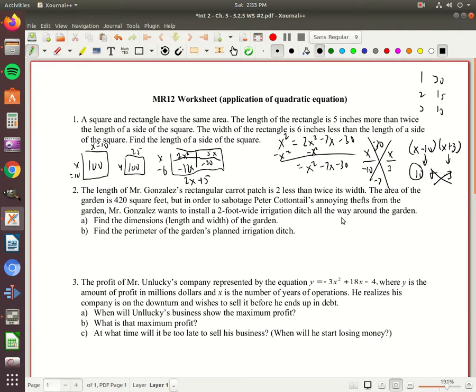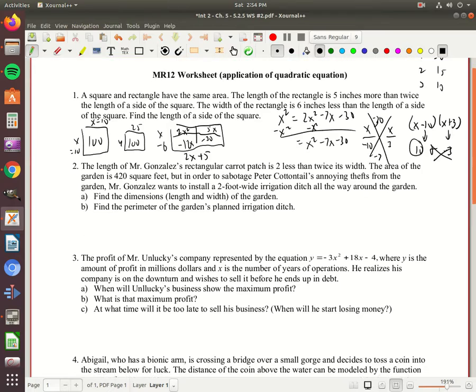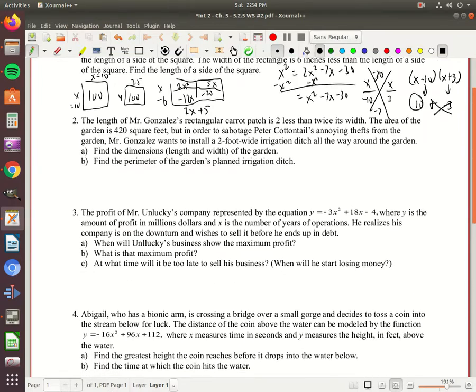Now, we're just scratching the surface. I just want to show you what it is. I don't really expect you to be able to do this necessarily, although I would love for you to try in problem number 2. It's very similar to problem number 1 in that regard.